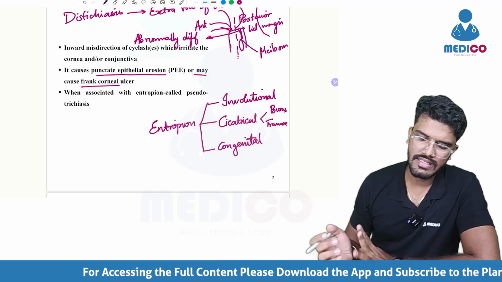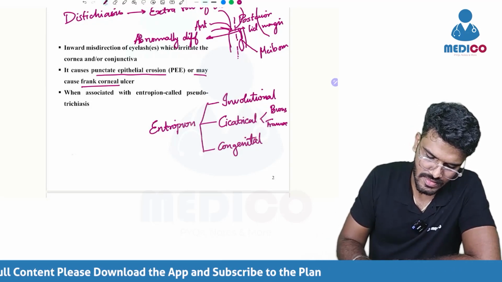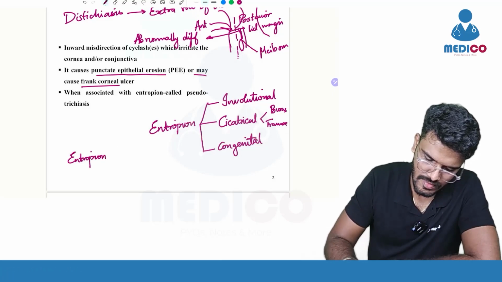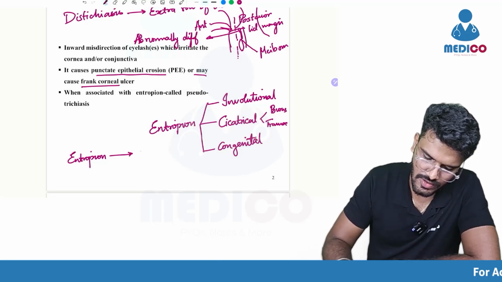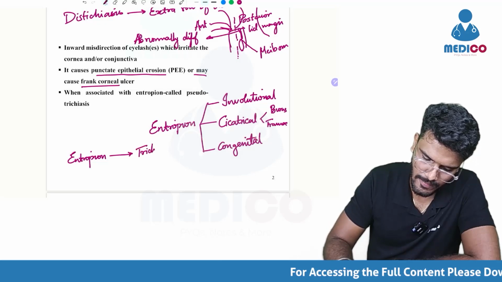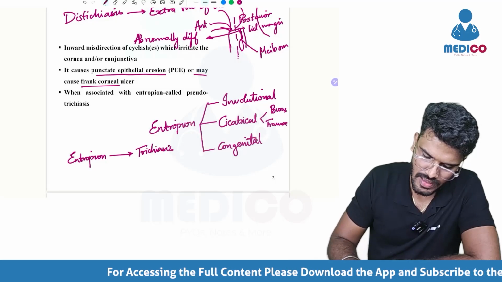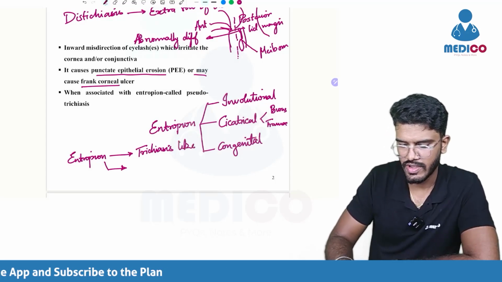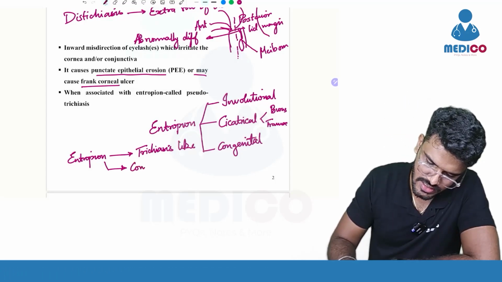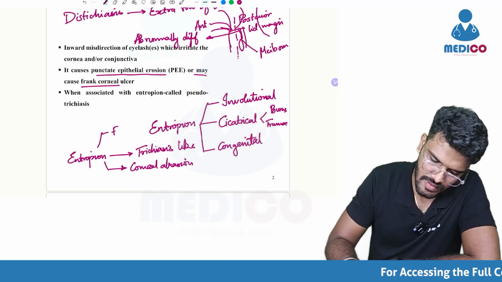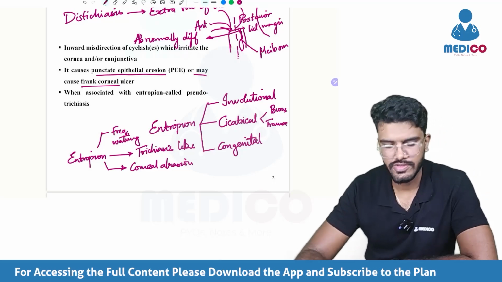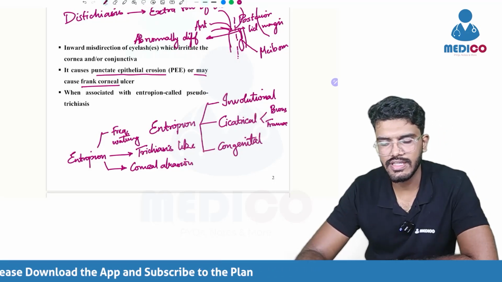So imagine if this entropion is going to cause trichiasis, what else can it cause? I mean, this is not trichiasis, this is a trichiasis-like image. It can also cause corneal abrasions and that results in frequent watering. Understood? So these are some of the presenting features of entropion that you must remember.